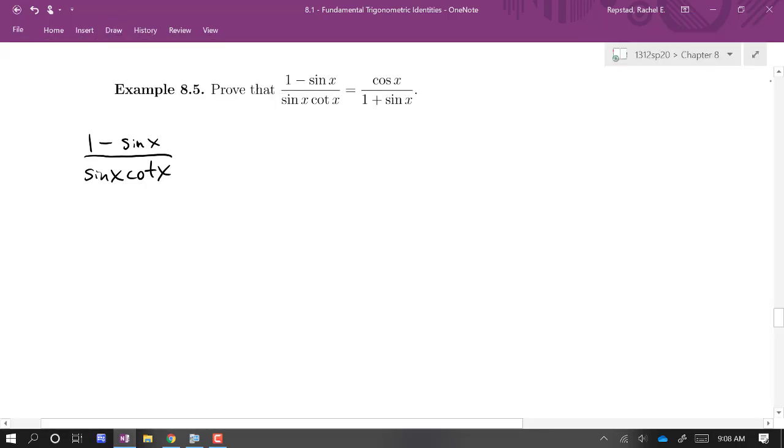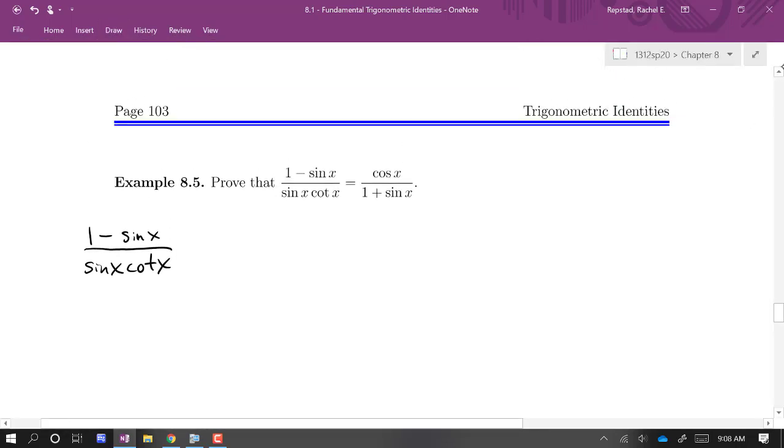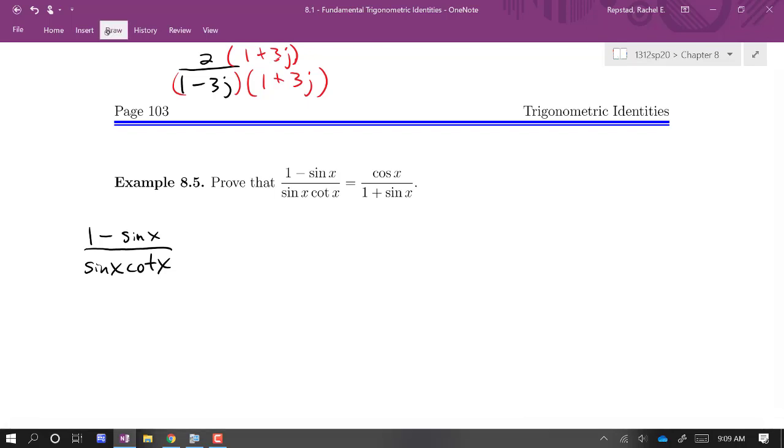Now, we're already familiar with that as a general technique. For example, if I were working with this complex number, 2 divided by 1 minus 3j, we already know that we have a technique that says it could be helpful to multiply by the complex conjugate, right? That's what we get when we just change the sign of the imaginary part. But the conjugate in general is something that we get when we take an expression that involves an addition or a subtraction and then just change that operation. So I'm going to multiply top and bottom of this fraction by 1 plus sine x.